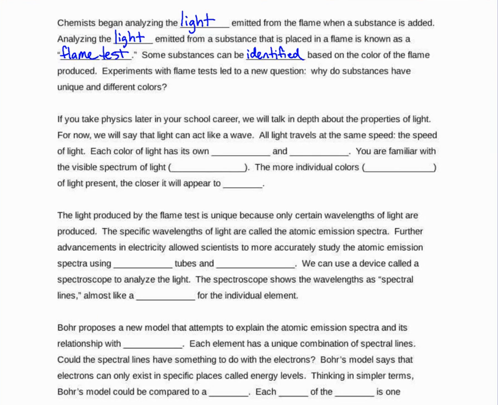So all light travels at the same speed, which we call the speed of light. It's kind of the upper speed limit, as far as we know, in our universe. Each color of light has its own frequency and wavelength.